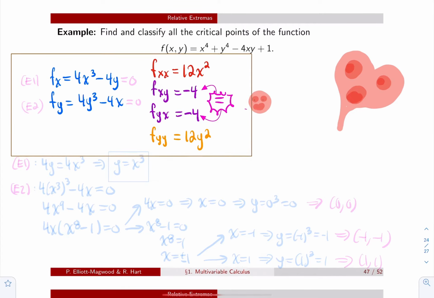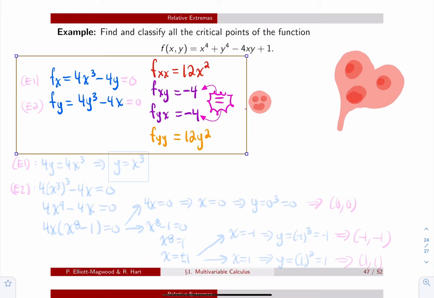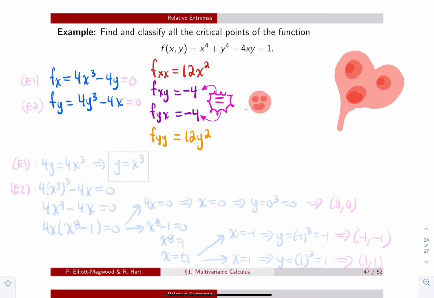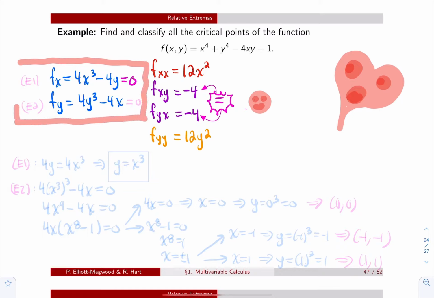All right, now let's find critical points. So to find critical points, what you need to do is you need to set up the first order partial derivatives and you need to put them equal to 0. And this will create two equations. So I'll call the first one equation 1 and the second one equation 2.